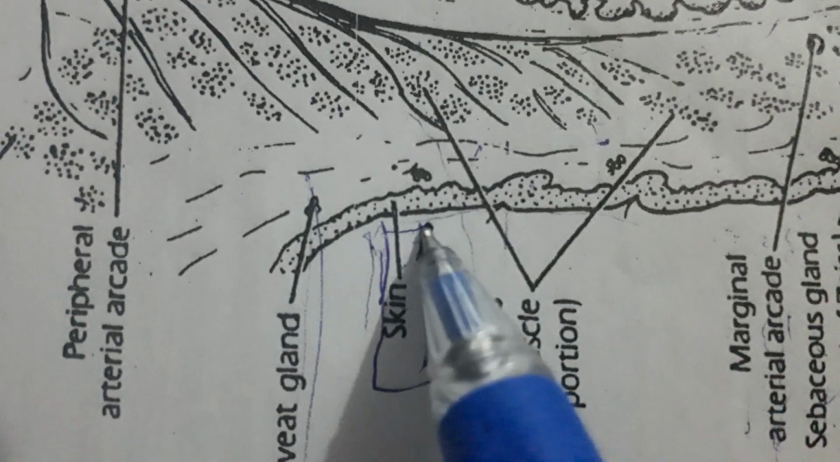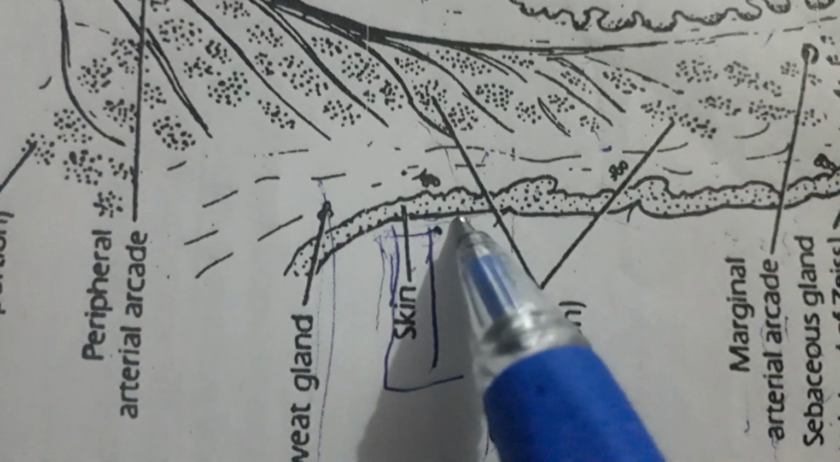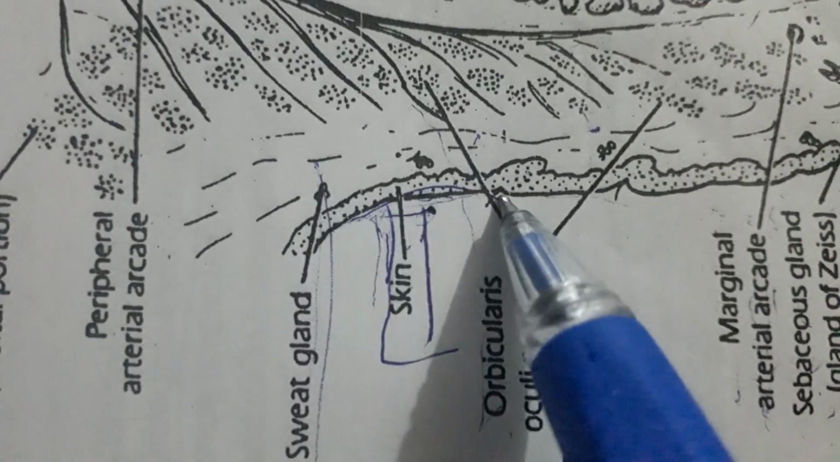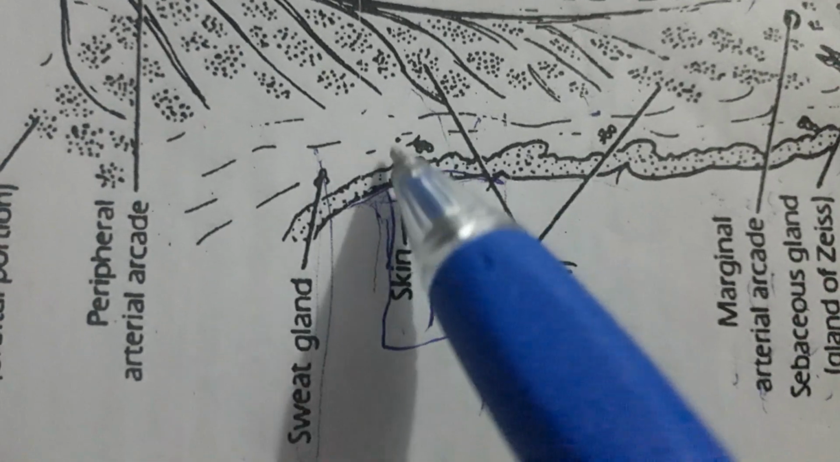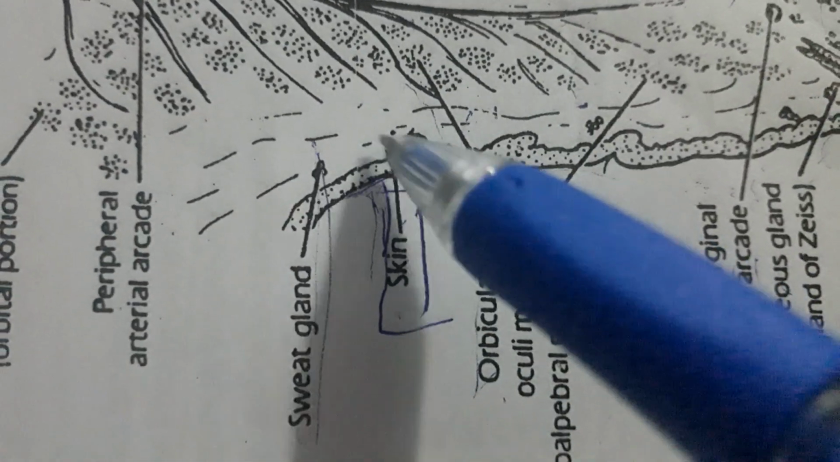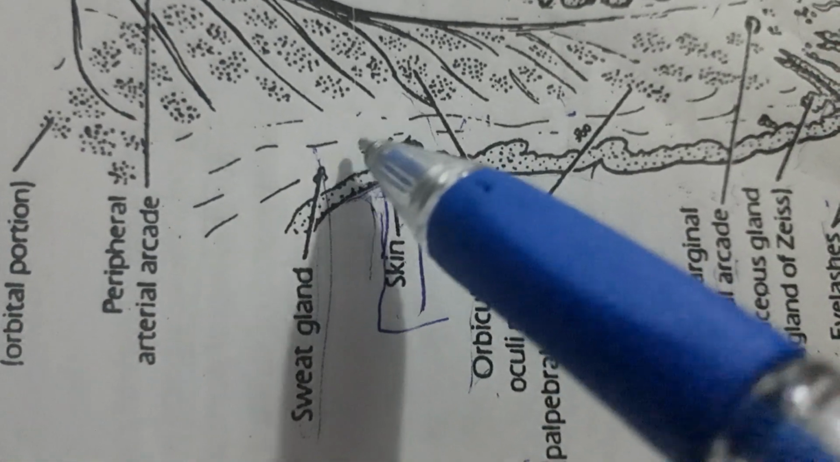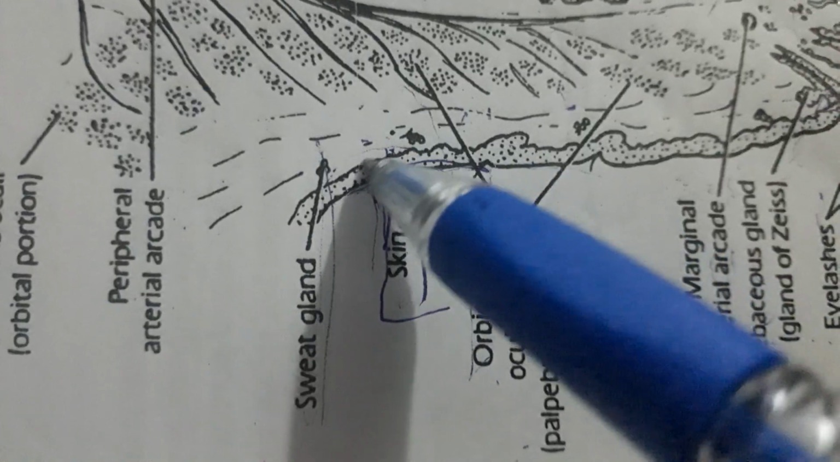Superficially, skin is present. The epidermis of the skin contains melanocytes, and the lower dermis contains sweat glands and sebaceous glands. The skin is thin and easily foldable.